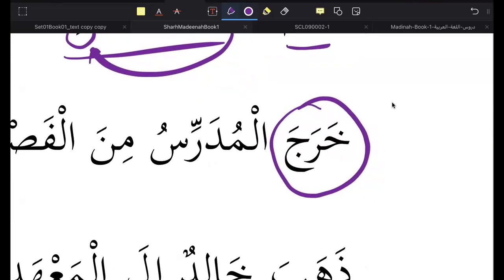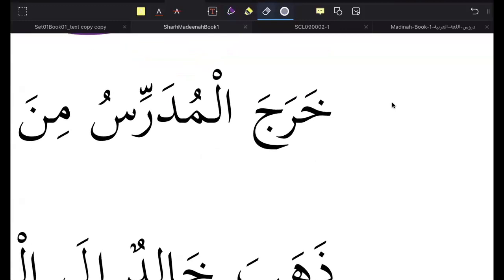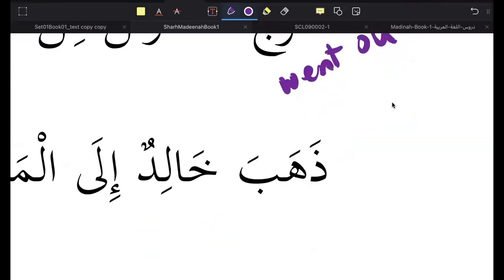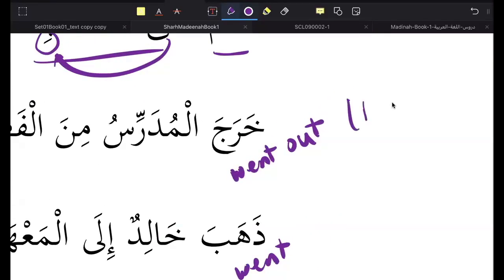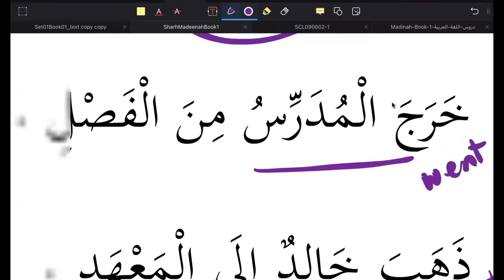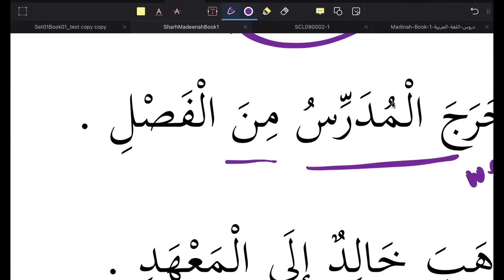But kharaja, it is a verb. It is a past tense. Anybody knows what it means? Kharaja means went out. It's not "to go." For example, dhahaba is "went." These are past tense. We'll learn about past and present later. So خرج المدرس, the mudarris, the teacher, went out من الفصل.